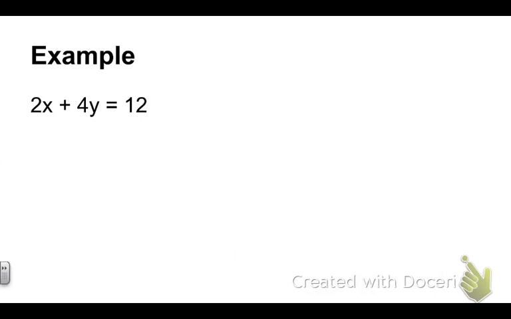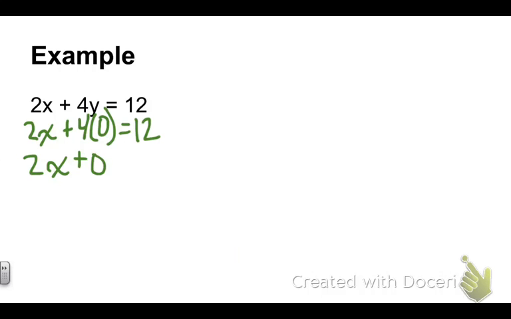Let me get a different color. Okay, so example 2x plus 4y equals 12. I want to find my x-intercept, so I'm going to plug in 0 for y. So let's see, I'm going to have 2x plus 4 times 0 is 0, and that equals 12, which leaves me with just 2x equals 12.